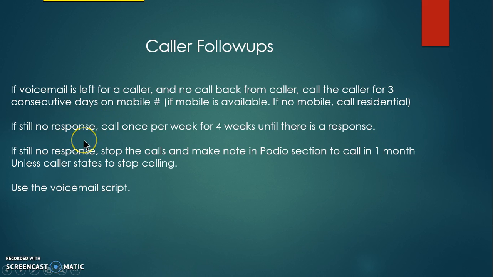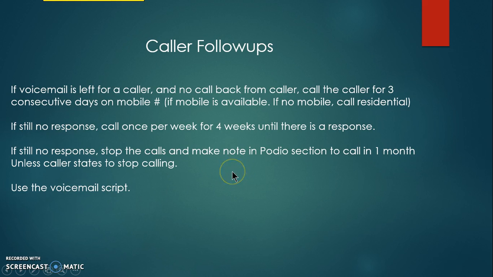If after you do the 3 consecutive calls there's still no response, then we want to call once per week for 4 weeks until there's a response. If still there's no response after 4 weeks, then we're just going to stop the calls, and we'll make a note in the Podio section to call in 1 month unless the caller states to stop calling. And again, for this process, we'll be using the voicemail script, which was covered in another video.